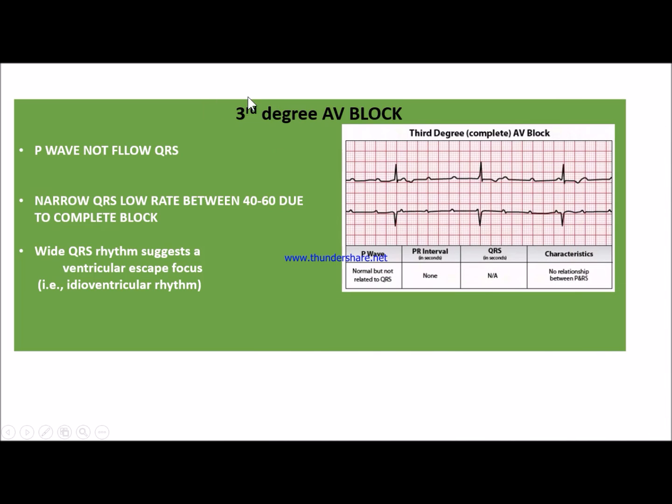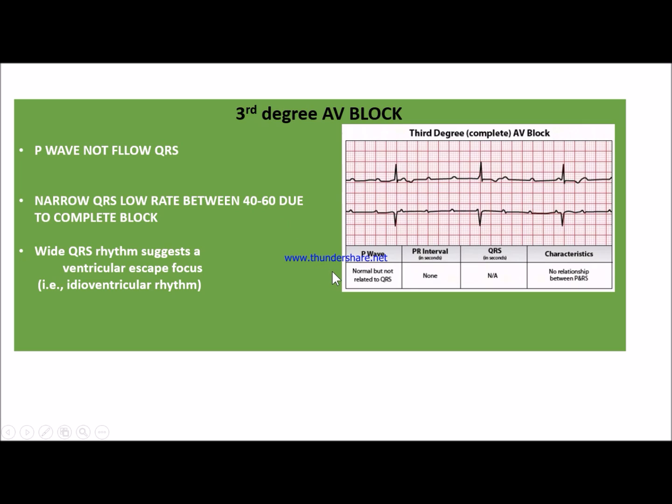The last one is third degree AV block. In that the P wave does not follow the QRS. There will be more than one P wave. This is P wave, no QRS, again P wave, QRS. So the P wave doesn't follow the QRS. Narrow QRS, low rate between 40 to 60. Here we can count that this is 300, 250, 100, 75, 60, 50, 43. So the rate is between 40 to 60 and there will be complete block.